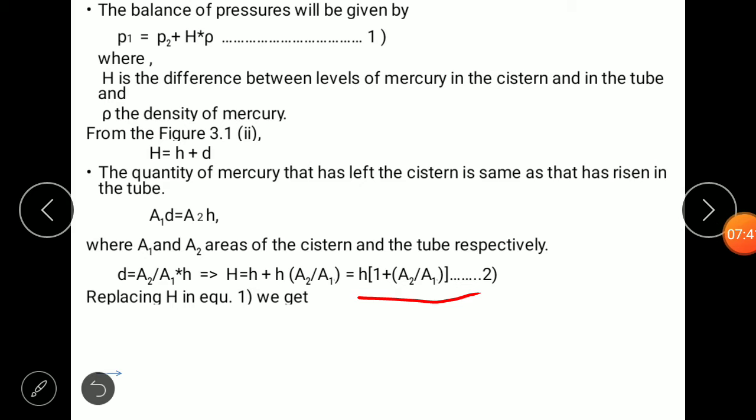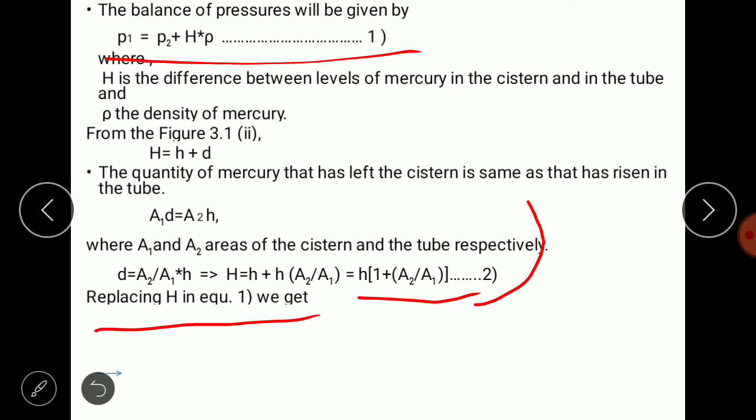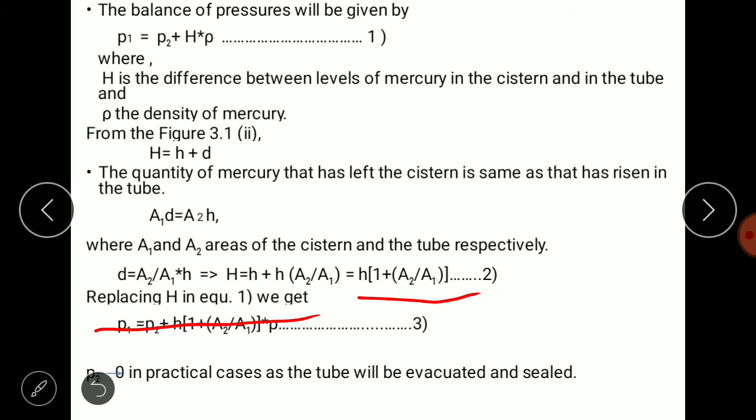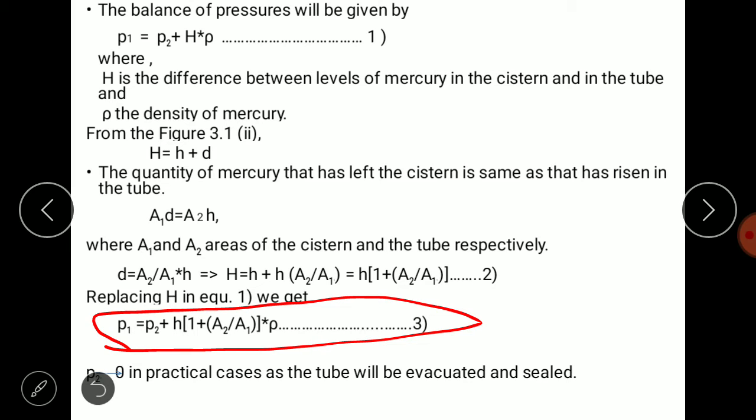Now again we will replace the h in equation 1. Whatever value of h we get, we will put it in this equation. So what we'll get is this equation. Now what it says is that p1 is equal to p2 plus h, and whatever we have got here we have put in, so we will get this equation.